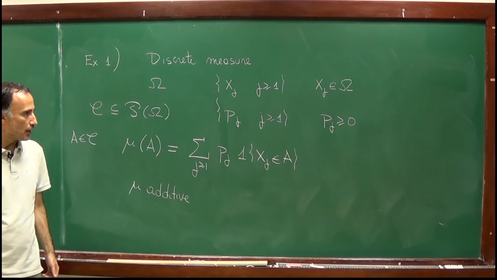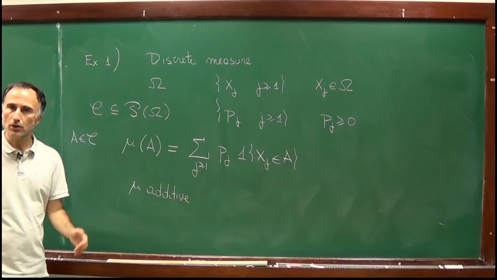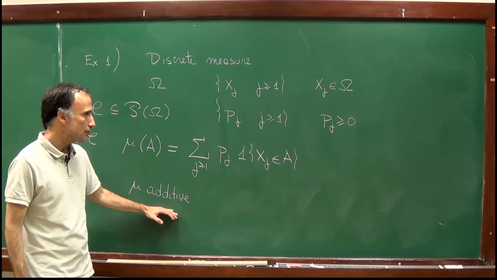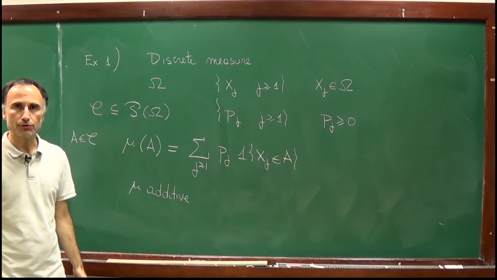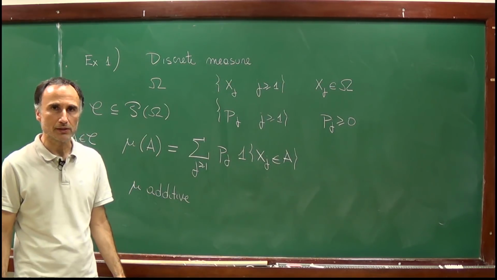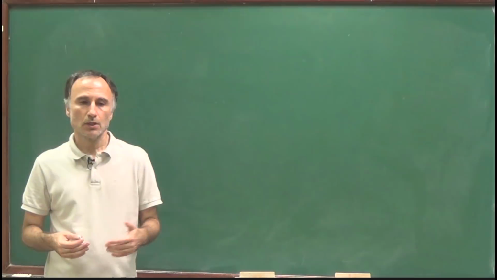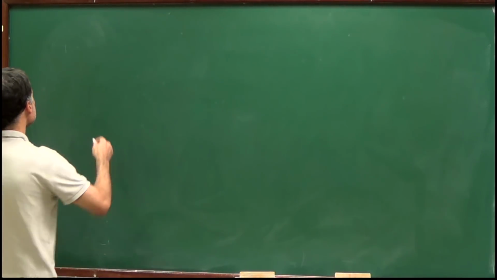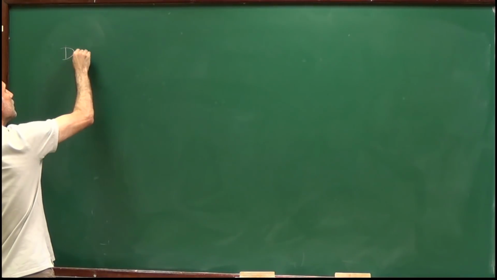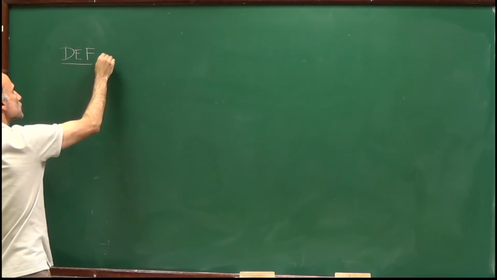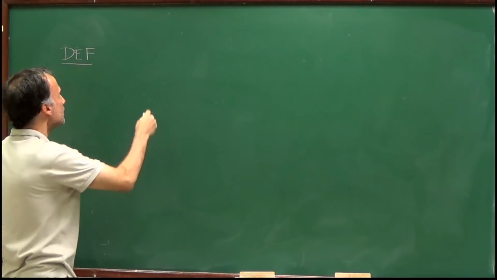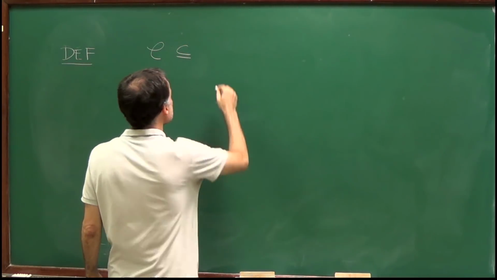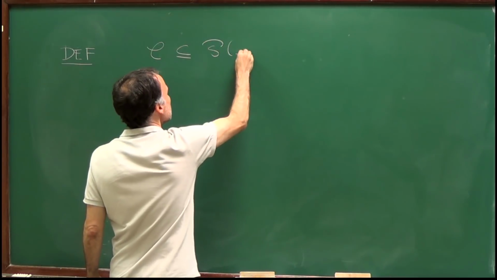The second example relies on the definition of sigma additivity. So before I give it to you, let me introduce the notion of sigma additivity. Sigma additivity is very similar to additivity, but we will require something slightly stronger. So again, we have a class of subsets of some set omega.